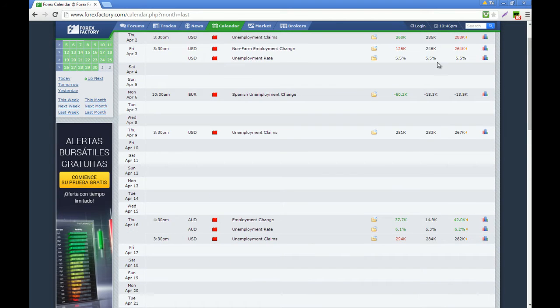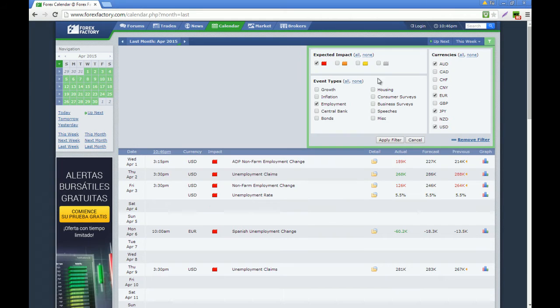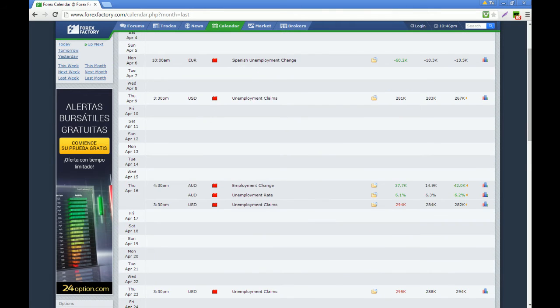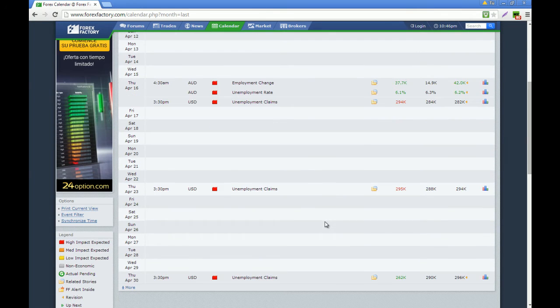What I've done here is gone through the filters on the economic calendar, and I have filtered out everything but the employment numbers. We're going to use a release where the change was big enough that we had a nice breakout of the levels. We are going to be using the April 30th jobless claims on the United States.